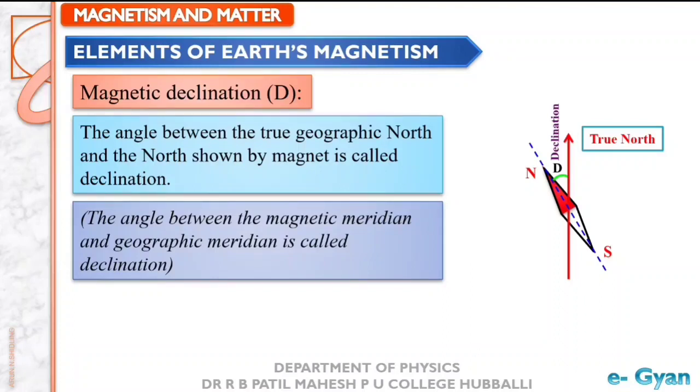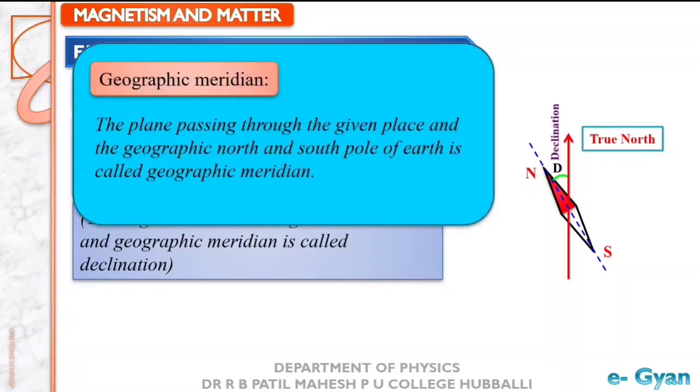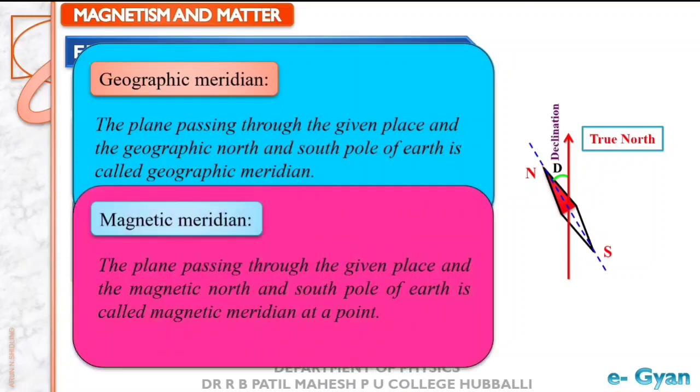Here the question arises, what are the magnetic meridian and the geographic meridian? Let us define them. The geographic meridian is the plane passing through the given place and the geographic north and south poles of the Earth. Such a plane is called the geographic meridian. And the magnetic meridian is a plane passing through the given place and also the magnetic north and south poles of the Earth. Such a plane is called the magnetic meridian.